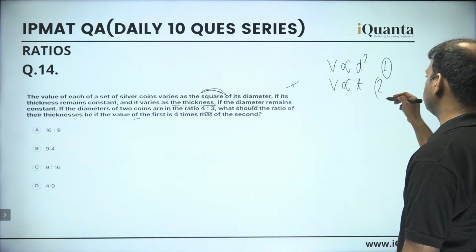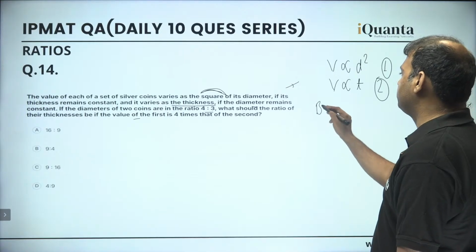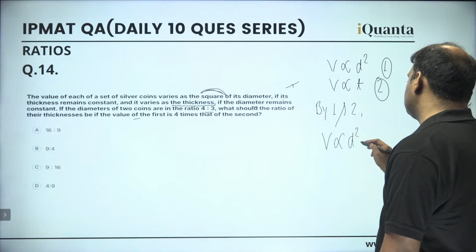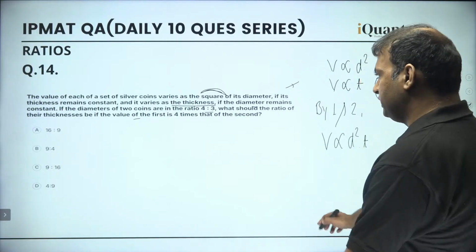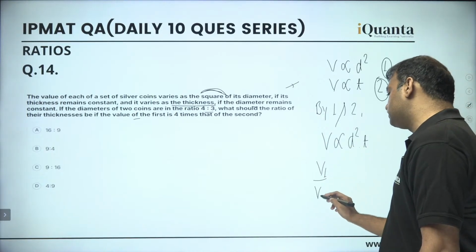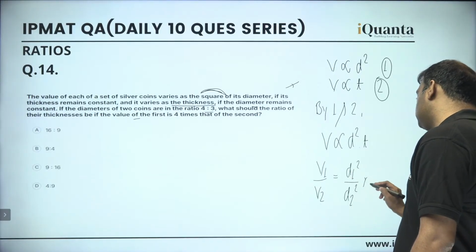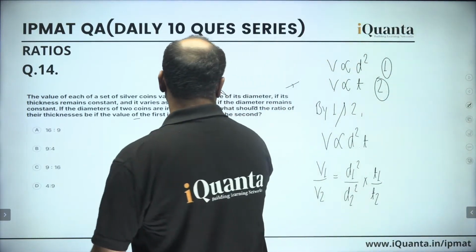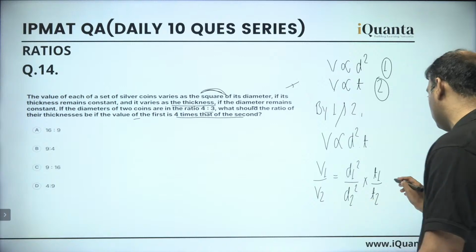Okay guys, first thing, we have two relations. By the help of these two, it's a very basic rule of proportionality when such kind of relations are given. So we can say by 1 and 2 that V is proportional to D square into T. We can just say that, right? Now we have two silver coins. Because of this relation, we can find ratios that V1 is to V2 should be D1 square upon D2 square into T1 upon T2, simple. Now they're saying that the value of the first one is 4 times that of the second, right? So V1 is 4 of V2, that means V1 upon V2 should be 4, simple.